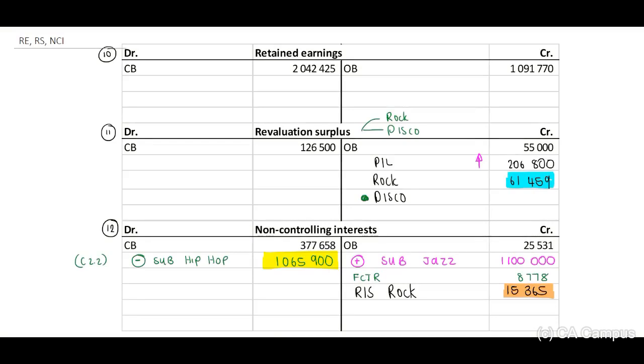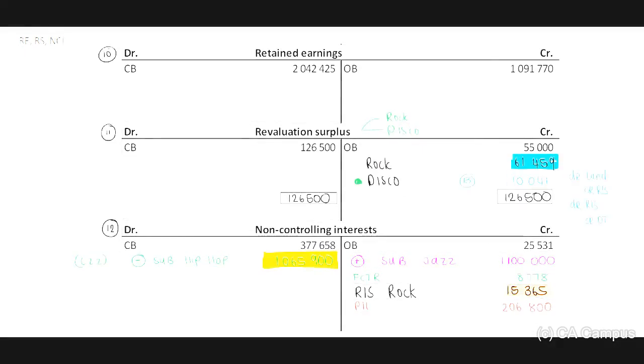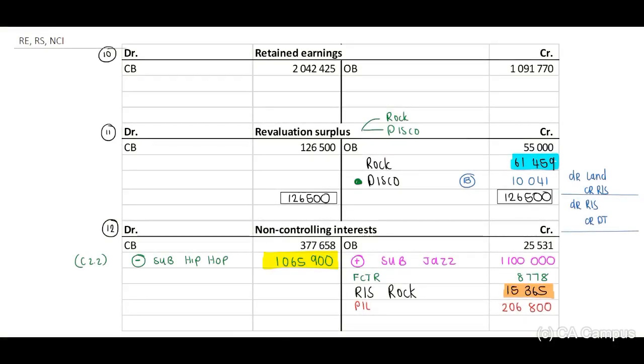But how do we calculate the portion relating to Disco? Only looking at this now, guys, this is our NCI's profit or loss, not the revaluation. Therefore, this should be at the bottom, profit or loss, 206,800. Apologies. Right, so now we need to determine what is our revaluation surplus in terms of Disco. We are able to calculate the balancing figure relating to Disco, 10,041.